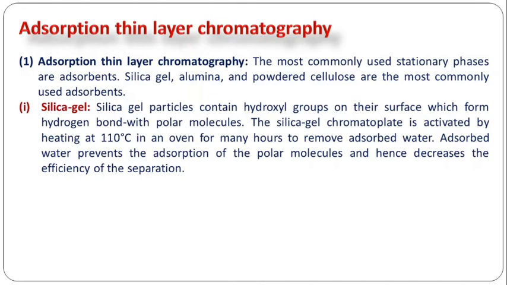Whatever the adsorbed water or moisture is on that silica gel, on that solid surface, is not required. If that is there, then it acts as a partition type of chromatography. Whatever the adsorbed water or moisture, it acts as a liquid stationary phase. That's why we have to remove that. For that purpose, we have to heat the silica gel TLC plate in an oven so that the moisture is removed, and this acts as a solid stationary phase.